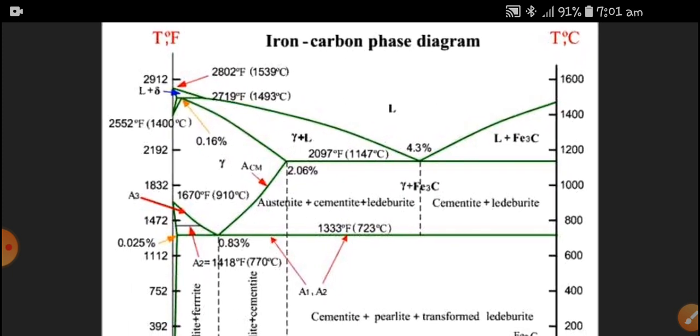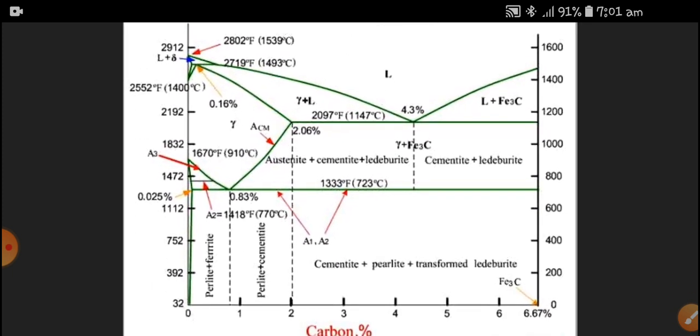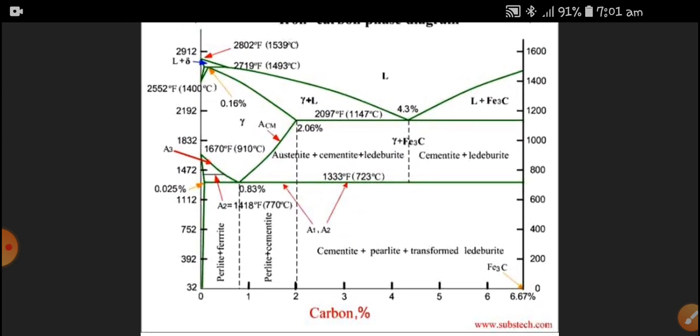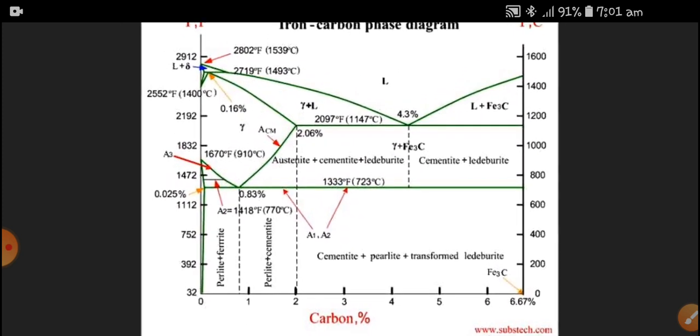This is the binary phase diagram which we are going to discuss. On the x-axis we have the percentage of carbon, and on the y-axis we have temperature. Here in the iron carbon diagram, the carbon percentage starts at 0 percent and goes to a maximum of 6.67 percent. Beyond 6.67 percent, the carbon won't mix in the iron. Therefore, the maximum content of carbon in the iron is 6.67 percent. This we have to know.